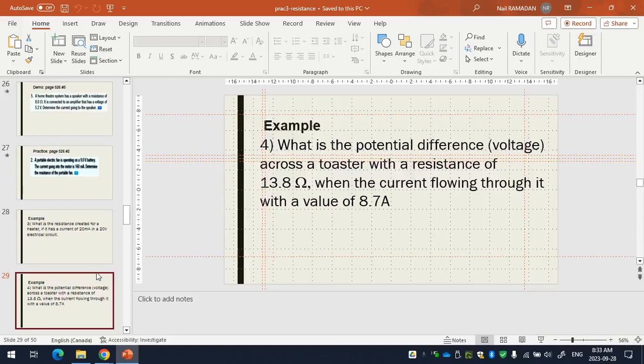How about this one? What's the potential difference or voltage difference across a toaster with a resistance of 13.8 ohms? What is the name of that weird symbol? This is the ohm, which measures resistance. And with a current flowing through it with a magnitude of 8.7 amperes. Did you do this one?